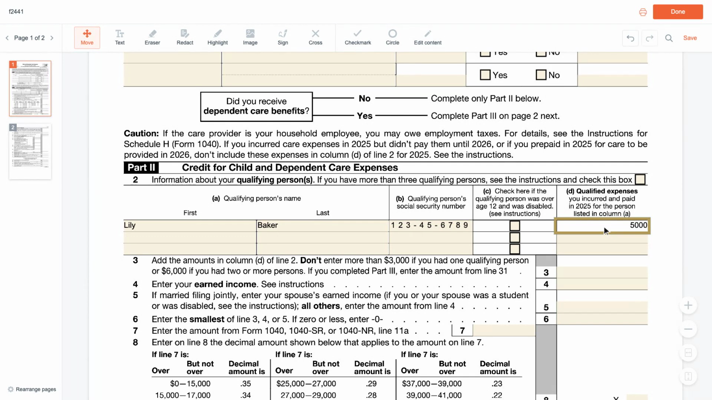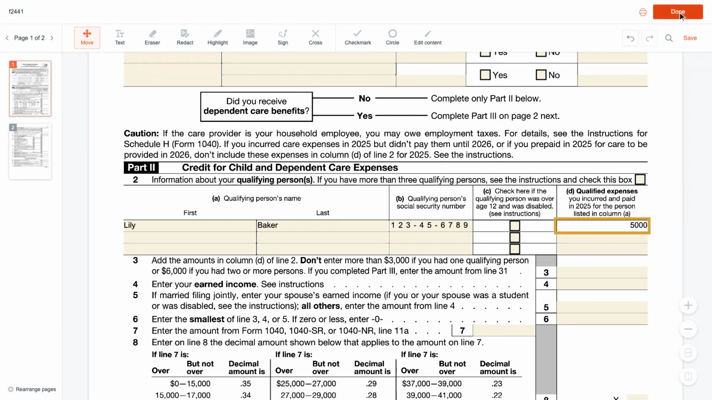The credit rate ranges from 20 to 35% of your qualifying expenses, depending on your adjusted gross income. The lower your income, the higher your credit rate. The credit is non-refundable, meaning it can reduce your tax to zero, but not generate a refund.